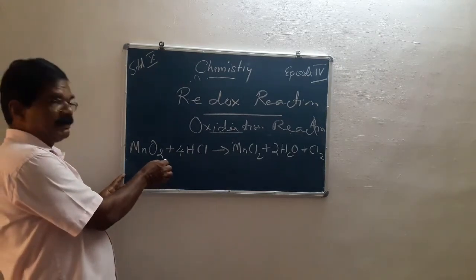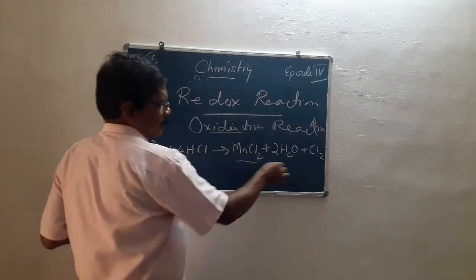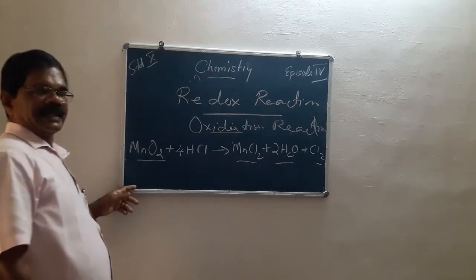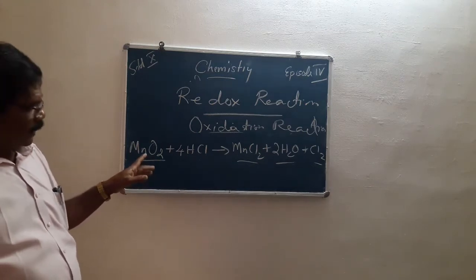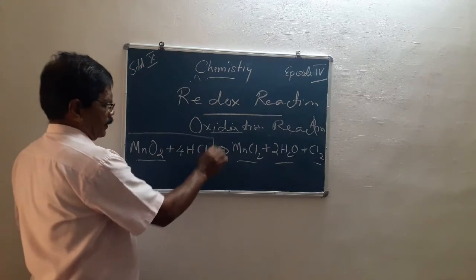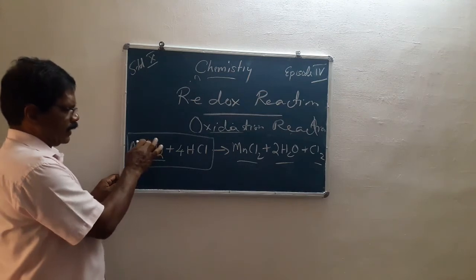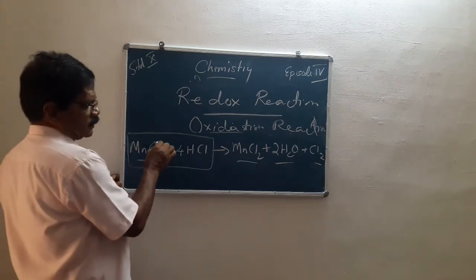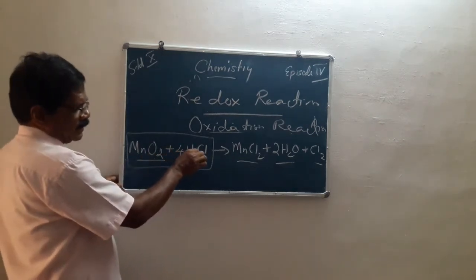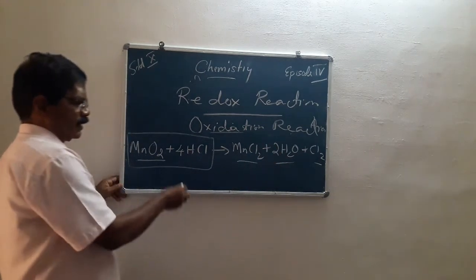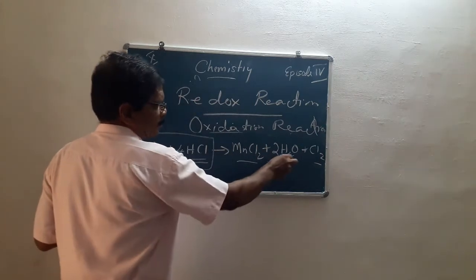There is one more example. When manganese dioxide is treated with hydrochloric acid, manganese chloride, water and chlorine are formed. Here, which substance is oxidized and which is reduced? We note down the reactant side only. Manganese dioxide loses oxygen to form manganese chloride. At the same time, in hydrogen chloride, hydrogen combines with oxygen to form water.